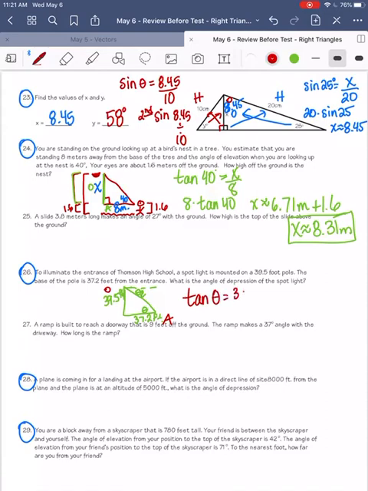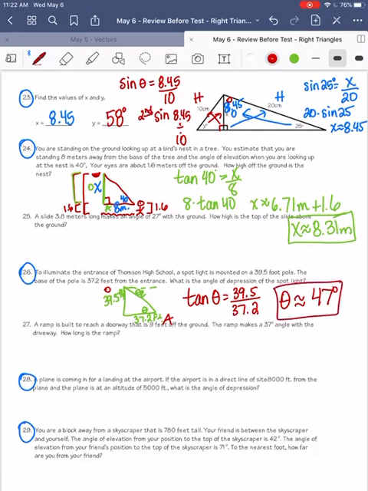Tangent of theta equals O over A. And now we're going to type it in. Second tan, 39.5 divided by 37.2. And we're rounding to the nearest whole number, remember, because it's angles. So it's 46.7, so that's 47 degrees.